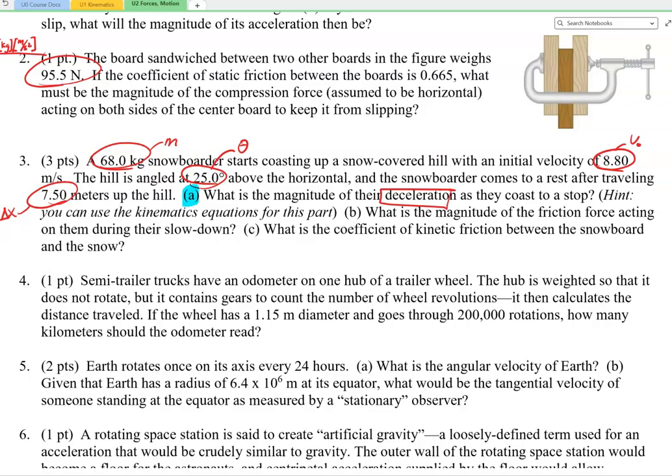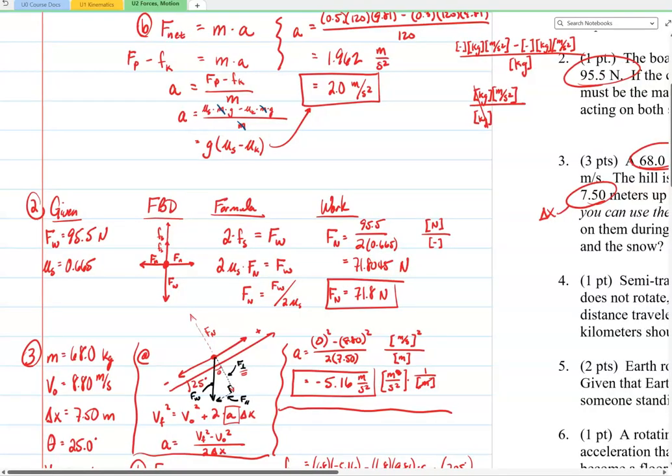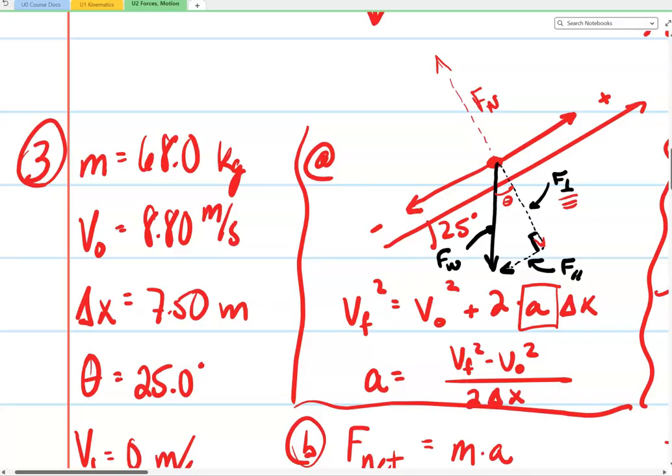In question A, we're being asked what's the magnitude of their deceleration as they coast to a stop, and there's a hint that says that you can use a kinematics equation for this part. So let's just jump over and look at the math for that. Now I've already written a bunch down here, but let's just try to focus on this little chunk here.